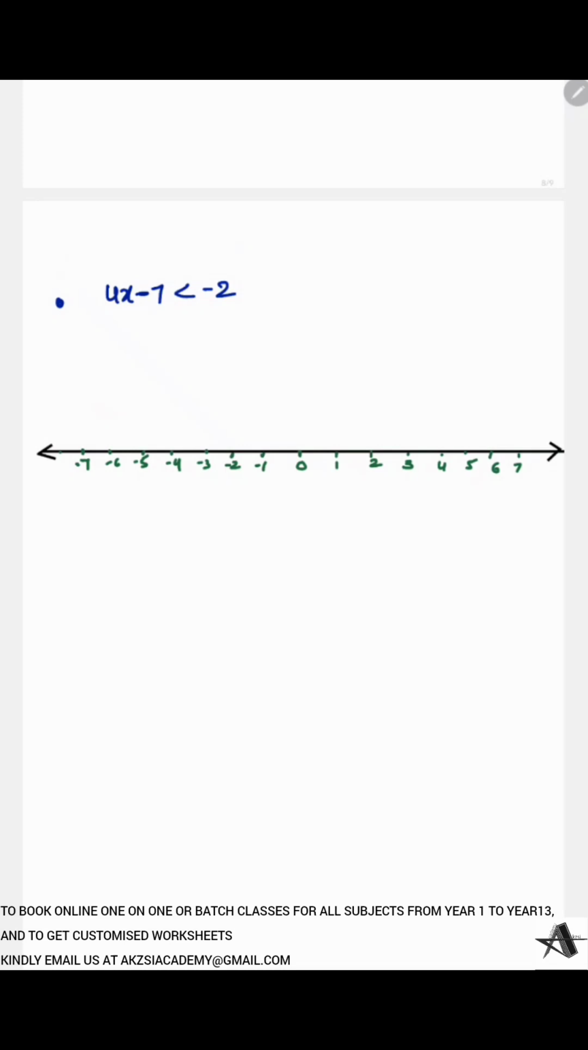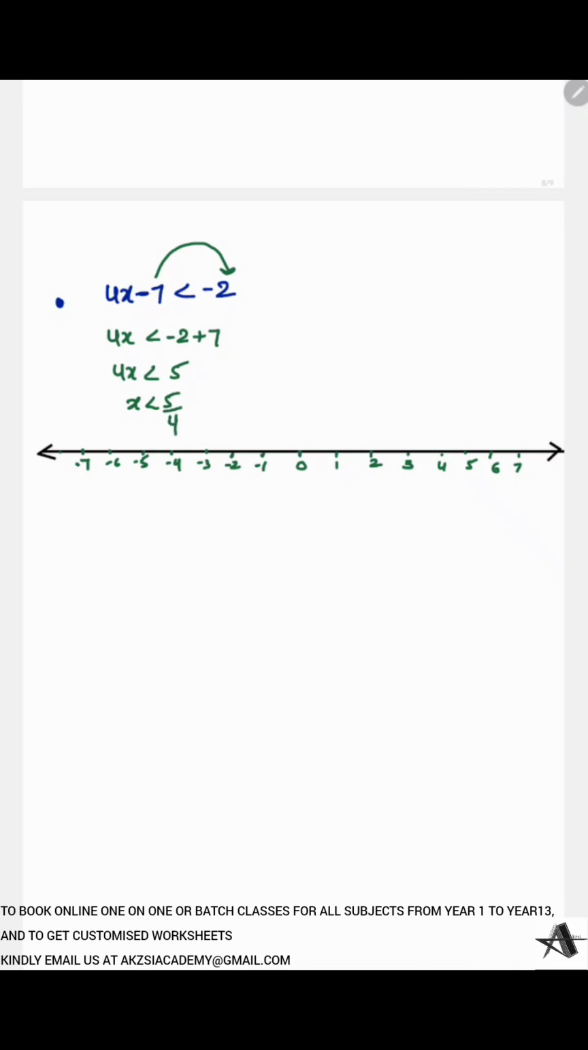Let me solve the next one. 4x minus 7 less than negative 2. So transpose it onto the right hand side. 4x less than, just less than, no equal to, negative 2 plus 7. I'm just changing sign when I'm transposing it. So 4x less than 5. And now divide both the sides by 4. So x is less than 5 over 4.